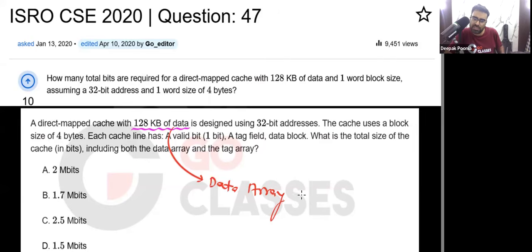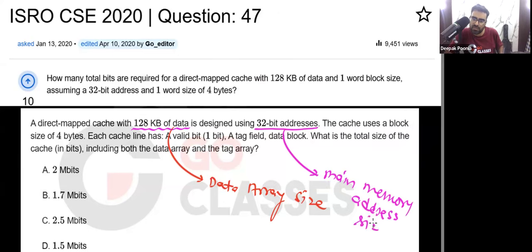In the cache memory, there are two parts: data array and tag array. So this is the data array size. You can see it's designed with 32-bit addresses. This is the address size. This is the main memory address size, because the CPU will generate the main memory address. By default, main memory is byte addressable. So if you have 32-bit address size, then it means in the main memory there are 2 power 32 bytes. That is the main memory size.